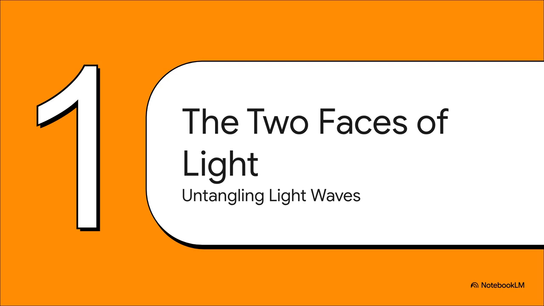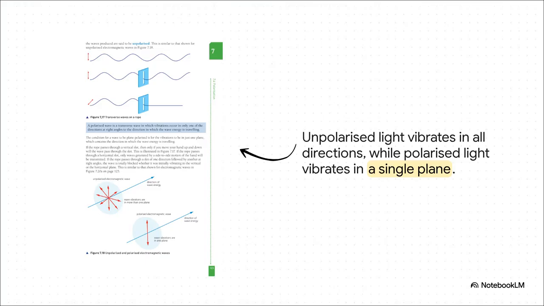All right, first up, the two faces of light. To really get that sunglasses trick, we've got to understand how light actually works. The light coming from the sun, or even a light bulb, it's a mess. It's totally chaotic. But the cool thing is, we can bring some order to that chaos. Okay, so light travels as a wave, and that wave wiggles or vibrates up and down, side to side, perpendicular to the direction it's going.